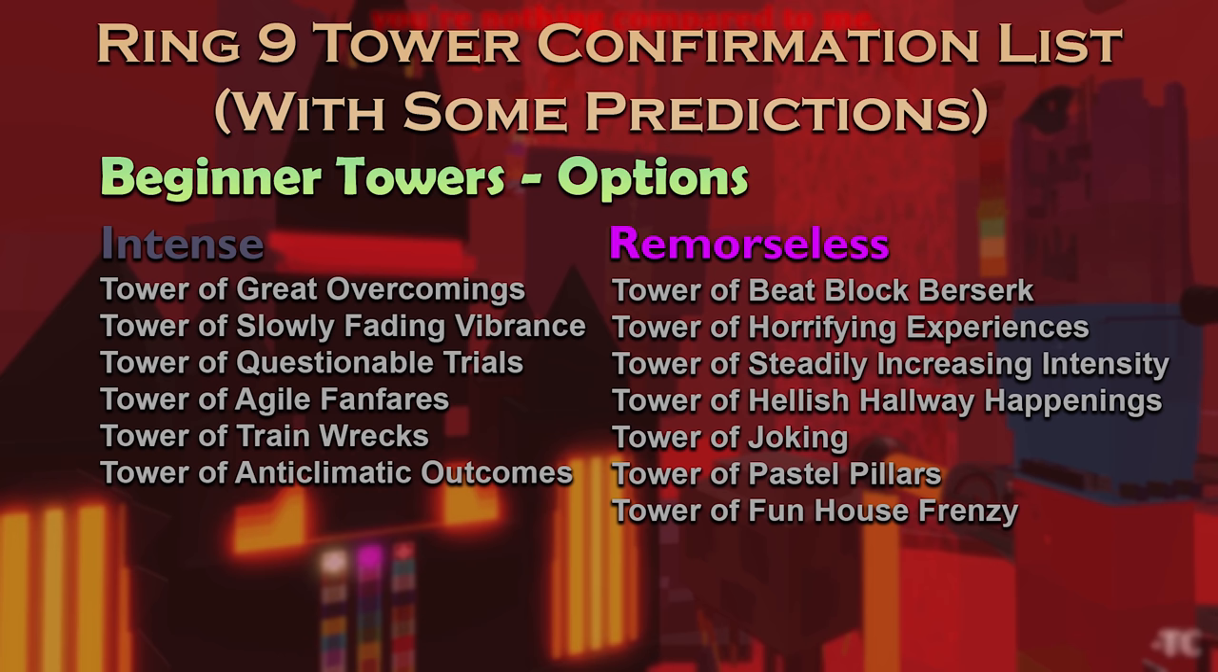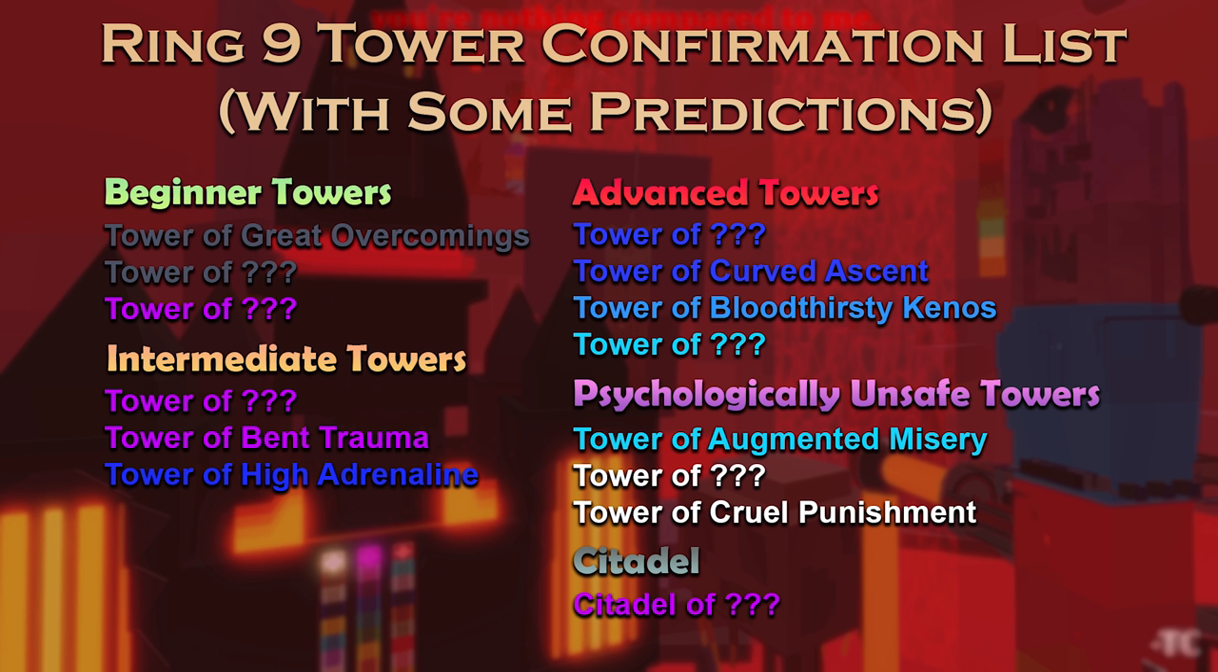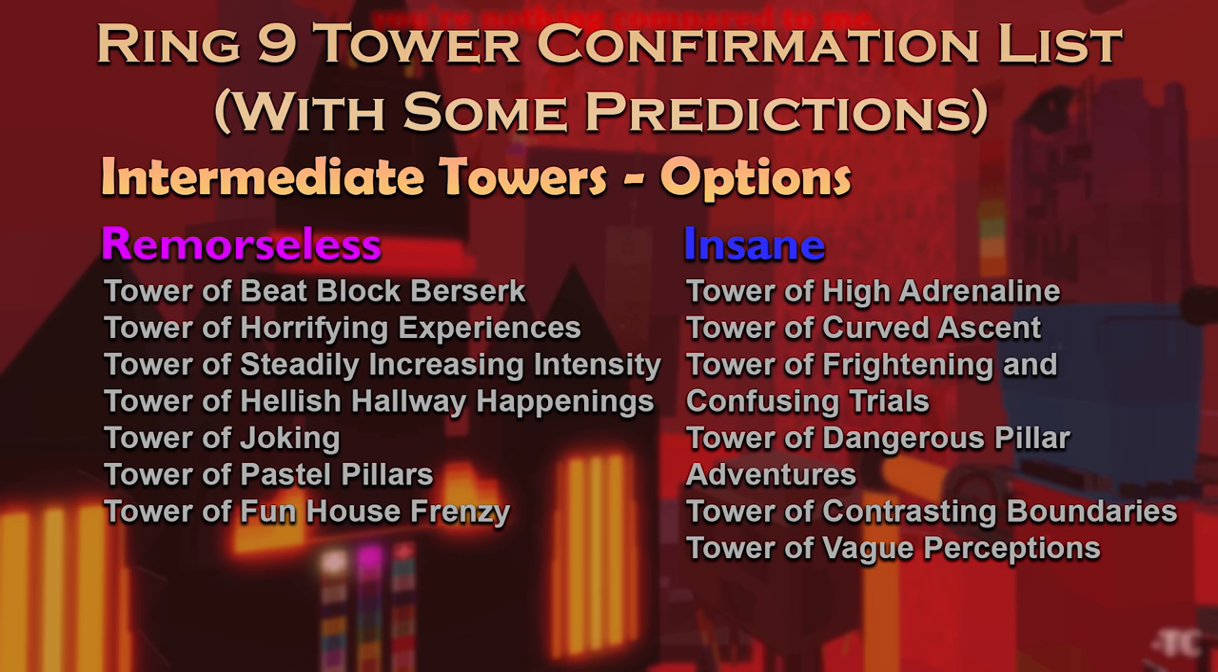So that's all the good options for the intense towers. Let's add our top two picks: Tower of Great Overcomings and Tower of Questionable Trials. For the last slot of beginner towers, we will skip over this one for now. Next we have the options for the intermediate towers. We only need one more remorseless tower, since everything else has already been filled in.